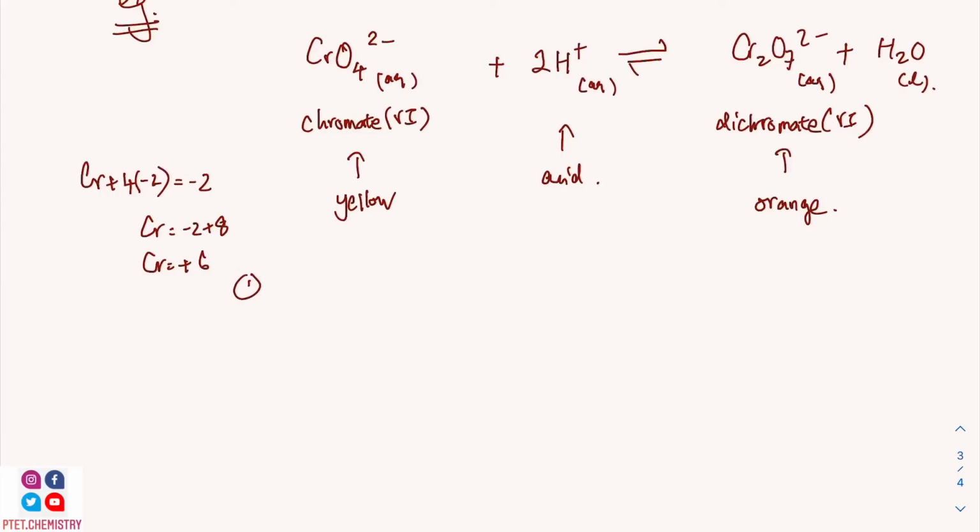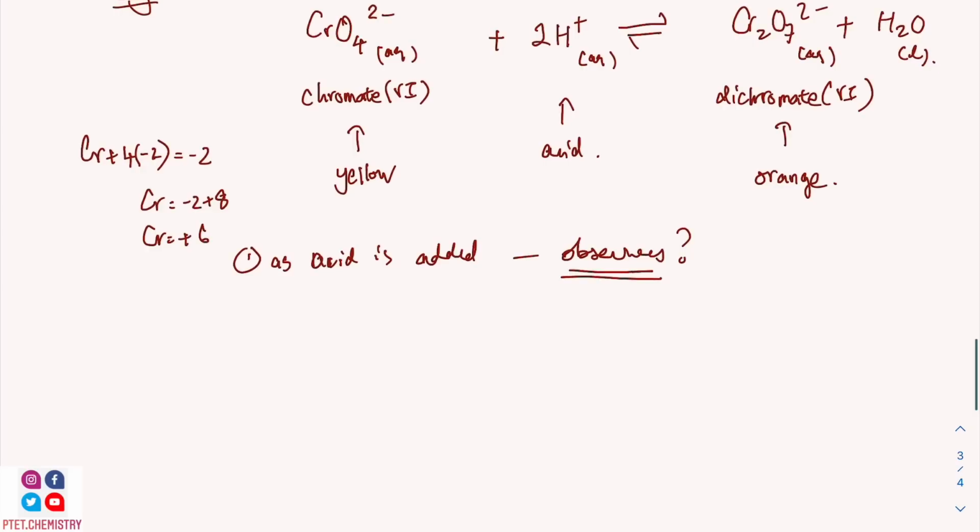Okay, I'm going to talk about two scenarios. The first one is the easy one. As acid is added, what would you see? What are your observations? Okay, they ask for observation because you can see the color changes. All right, you know transition metal compounds are usually colored. In A2, in A-level chemistry, you'll be expected to explain that. But in O-level or in AS level, you'll just be expected to know, apply in equilibrium, I guess.